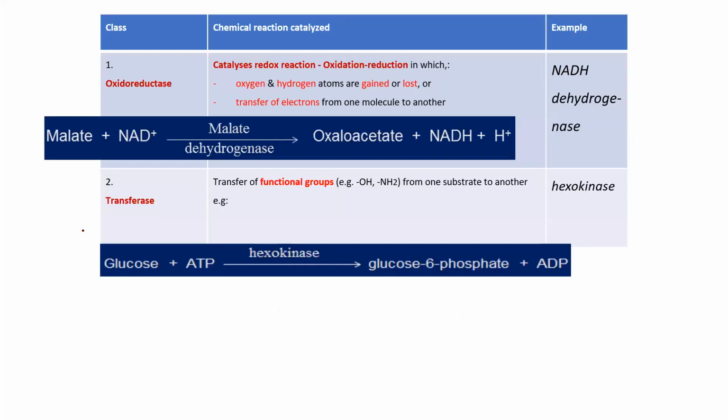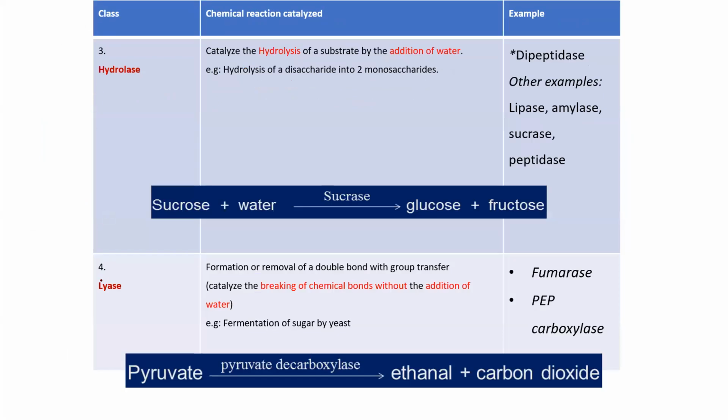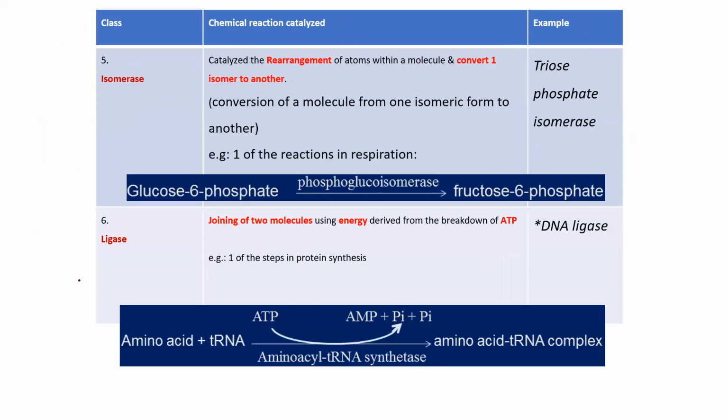Okay, so you just have to know the 6 classes and how the enzyme is involved in the reaction. For the first class you have oxidoreductase, and then you have transferase, and then you have hydrolase, lyase, isomerase, and ligase. Okay, so those are the 6 classes of enzyme.